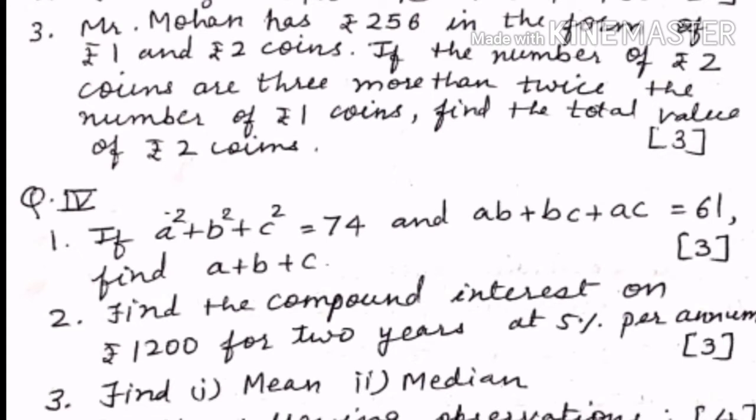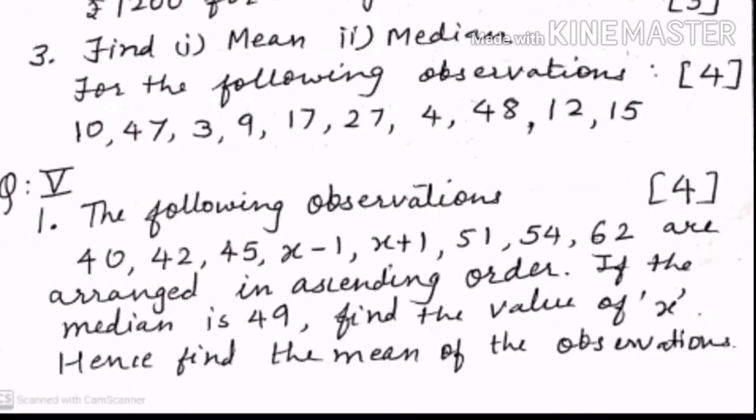Then number 2 is, find the compound interest on rupees 1200 for 2 years at 5% per annum. So this is a simple question, students. By solving compound interest you get the answer after the 2 years, and rate is also given. Now question number 3 is find mean and median. This is again statistic question, students. Here you are given some observations.